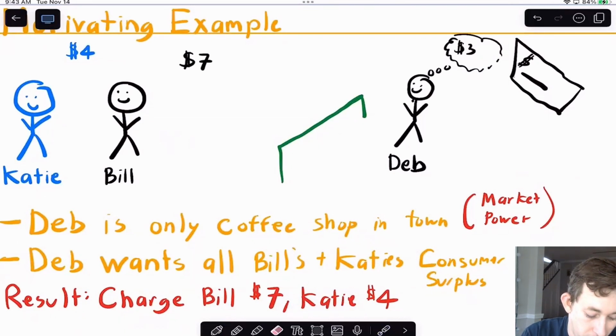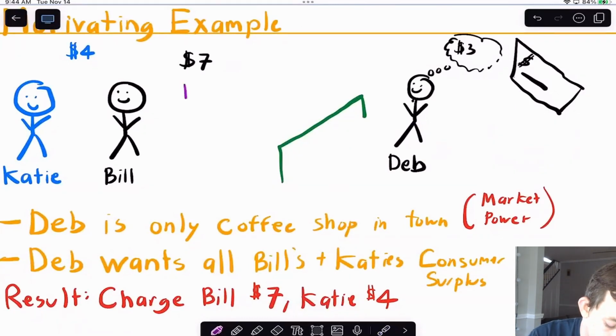Well, she is going to charge Bill $7 for his cup of coffee. And so Bill is going to pay $7 for his cup of coffee. And then as soon as Bill gets out of line, Deb is going to quickly and suddenly change the price of coffee to $4 because Katie's willingness to pay is $4. So Deb is going to charge Katie her willingness to pay. So the point of this example is that with price discrimination, the prices are going to differ between people.